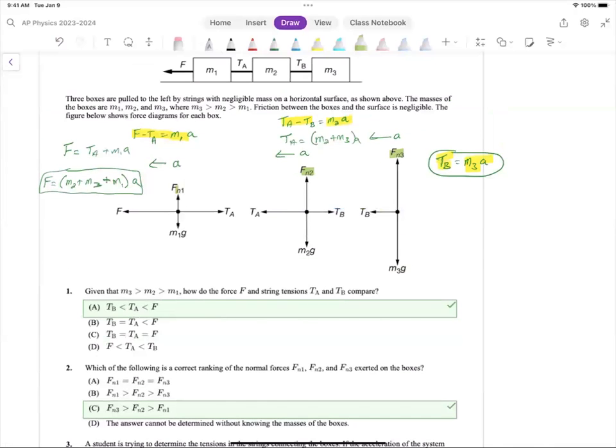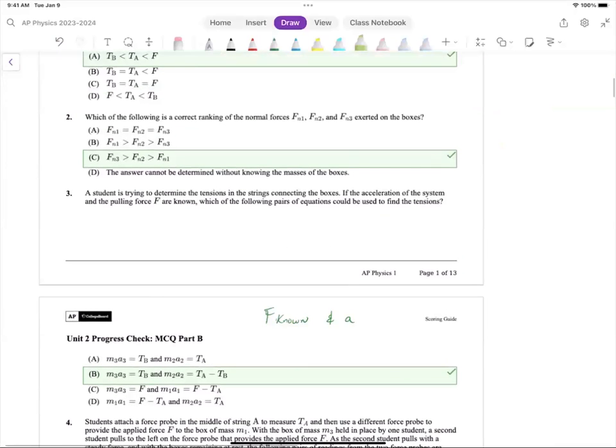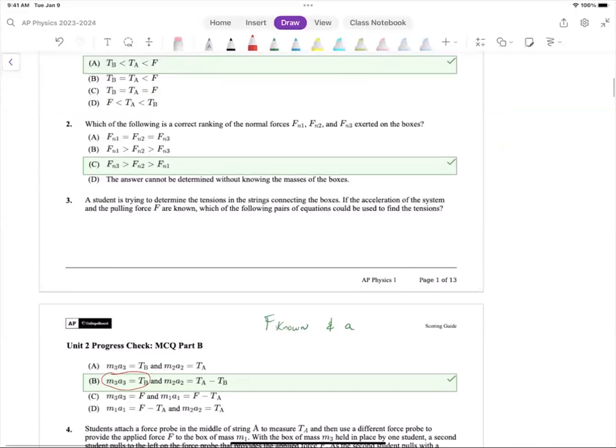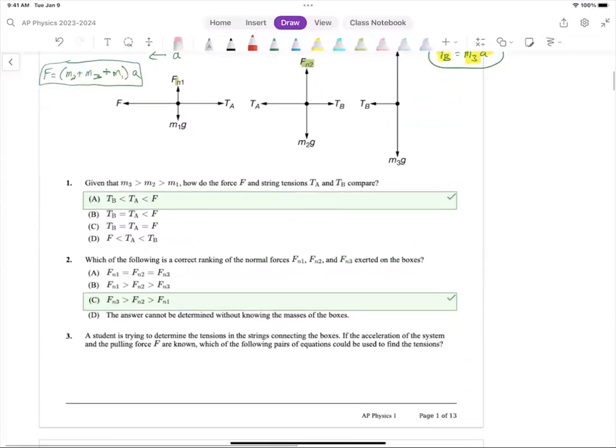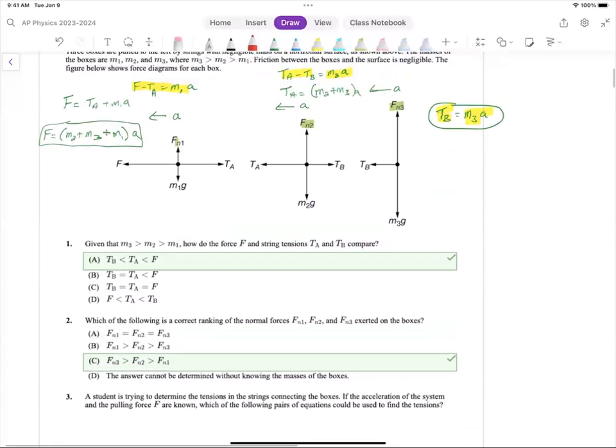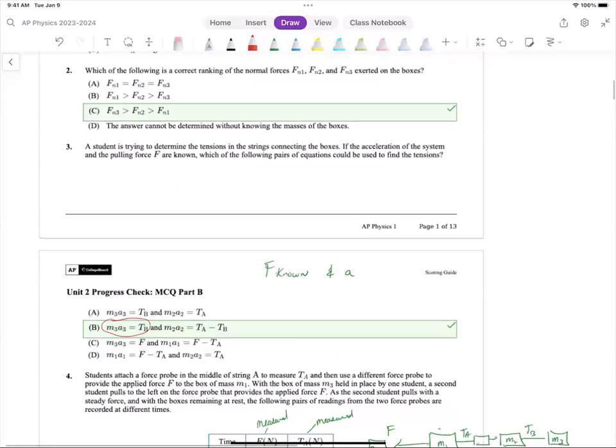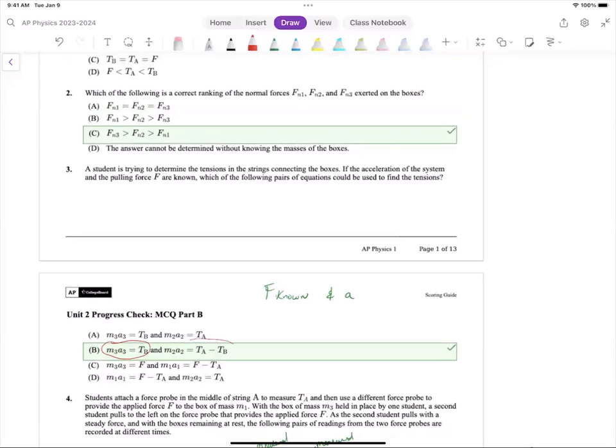So TB equals M3A. Hold on. Yep, there it is, first one. There's what I derived up there. And then if I go look at the second one, I need TA. TA is equal to M2A plus... Yeah, all they're doing is sum of the forces around the second block. TA minus TB equals M2A. They haven't rearranged anything. Look at this.